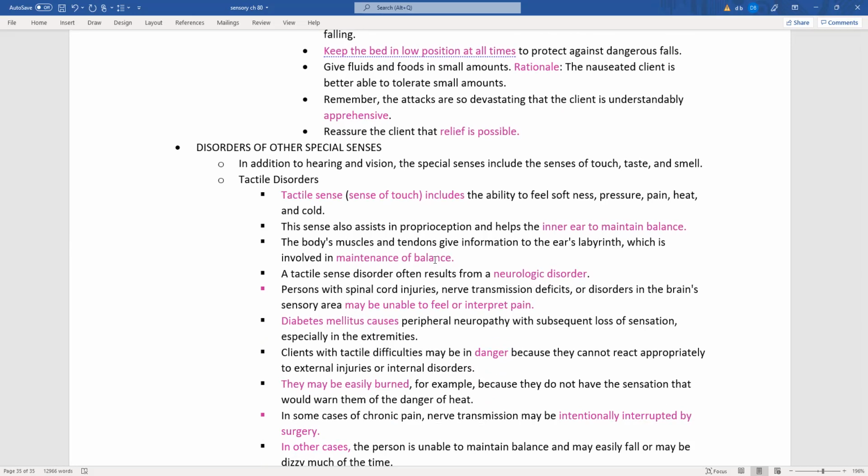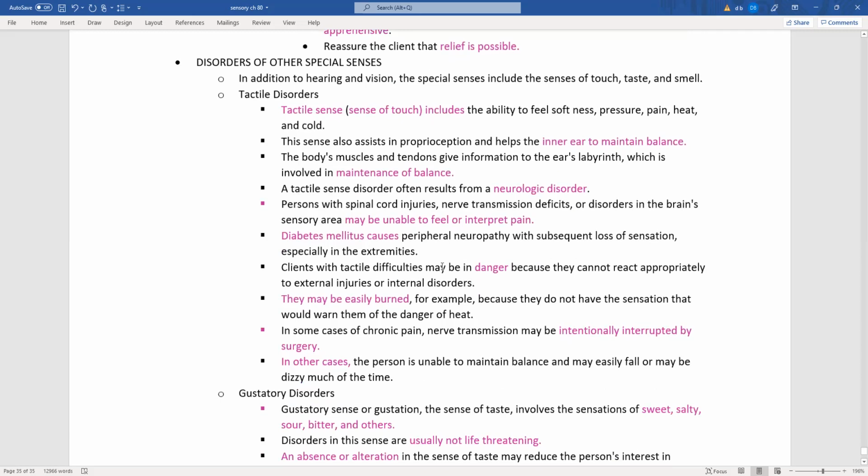So, disorders of other special senses. In addition to hearing and vision, the special senses include the senses of touch, taste, and smell. Tactile disorders, that's going to be the touch, right? The ability to feel softness, pressure, pain, heat, cold. This sense also assists in proprioception and helps the inner ear to maintain balance. The body's muscles and tendons give information to the ear's labyrinth, which is involved in maintenance of balance.